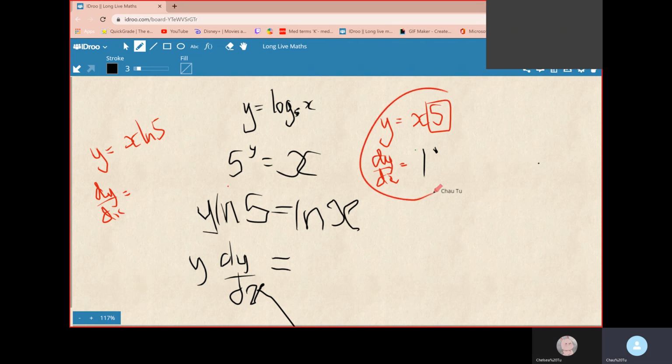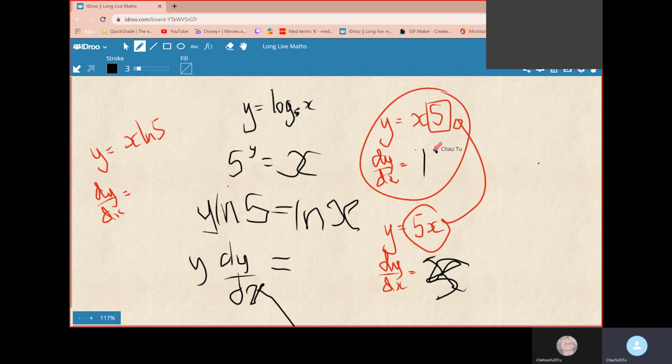Can I forget about this and ask you a different question? How do you differentiate 5x? What's dy by dx? It would just be 5. Yes, that's 5. So this is exactly the same as this. When you differentiate it, it's just the number 5. That 5 is a constant.